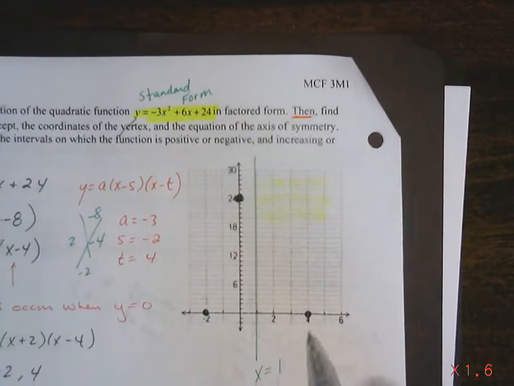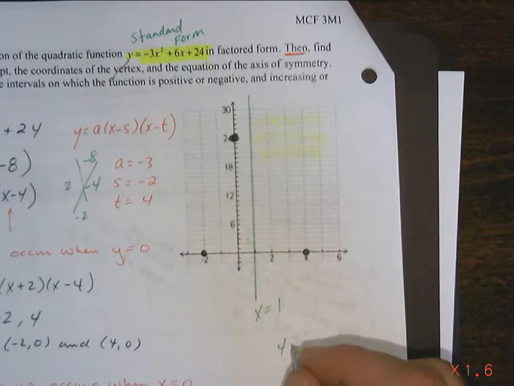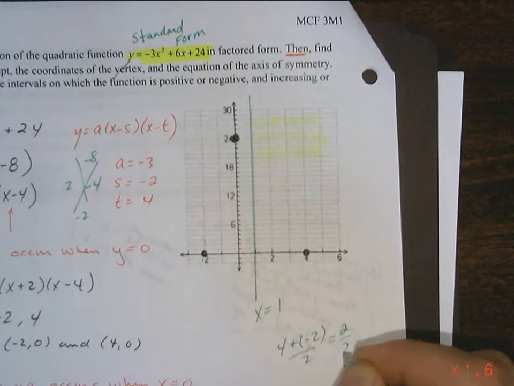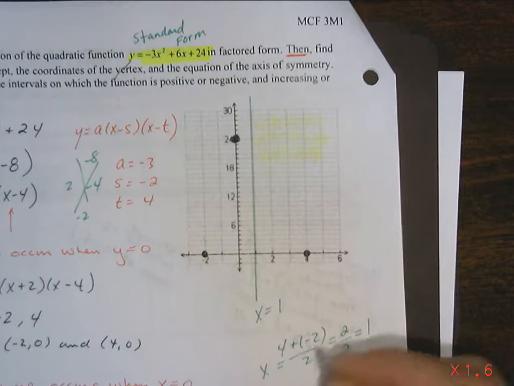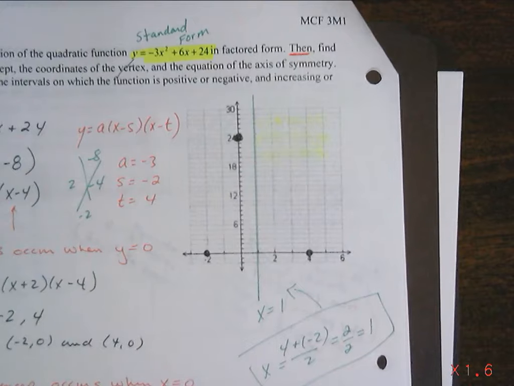So it's right here. We'll also remember that because if I take my two x values of 4 plus negative 2 divided by 2, we're going to get 2 over 2, which is 1. So again, that's your axis of symmetry. Another way to do it. And have I done everything yet?